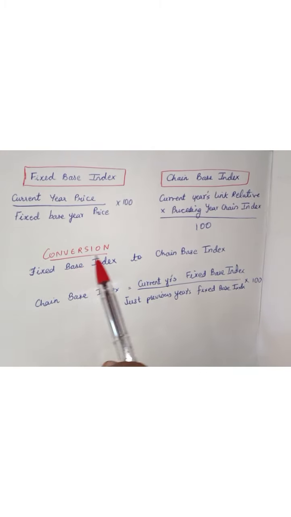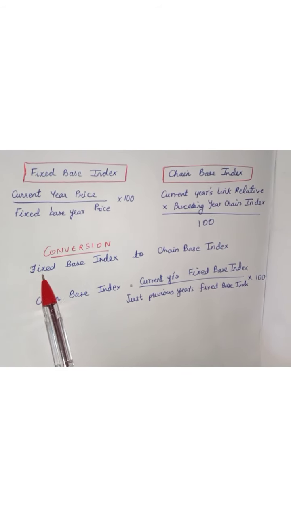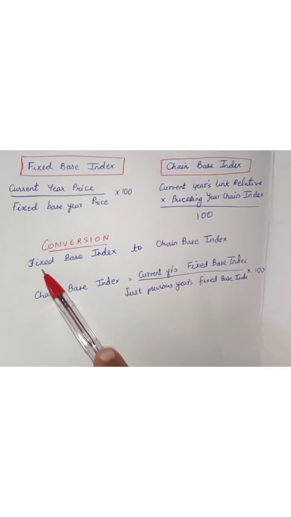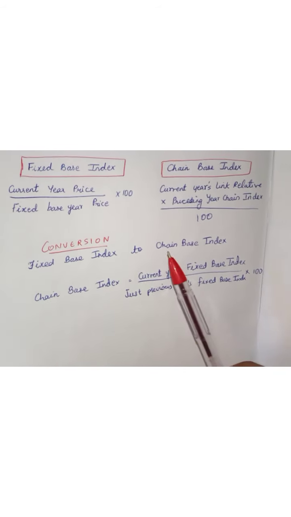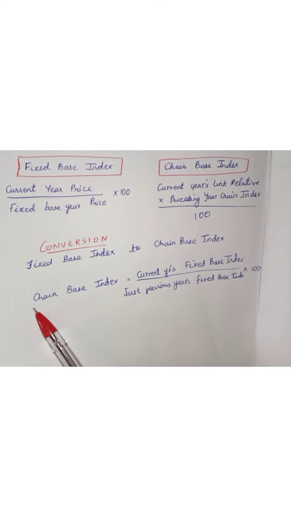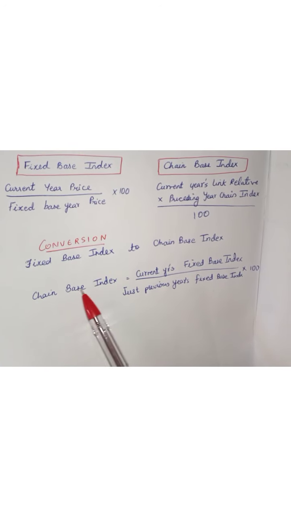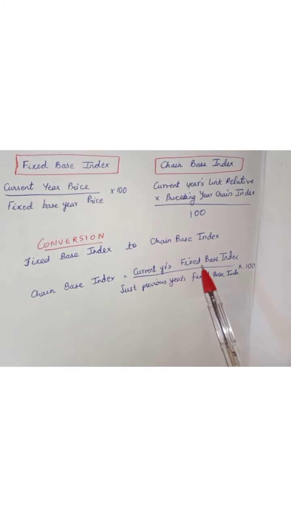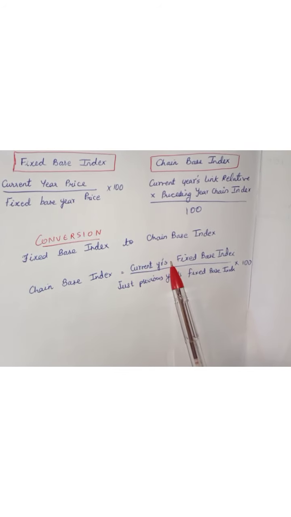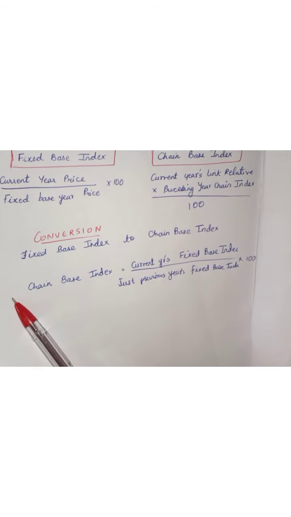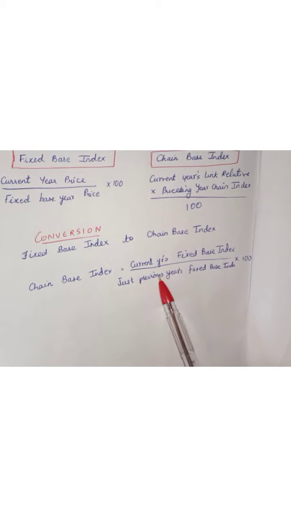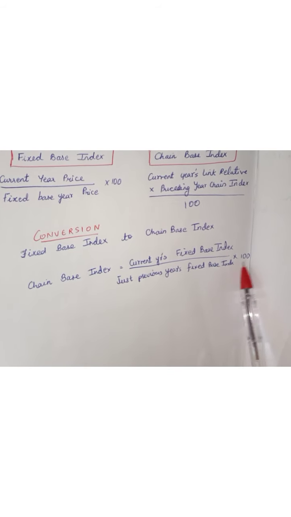So here we are going to do the conversion part, where we convert fixed base index to chain base index. The fixed base index will be given to us, and we have to find it in terms of chain base. So the formula is: chain base index is equal to current year's fixed base index, which will already be given to us. So when you are finding 2010, that same year's fixed index is used here, divided by just the previous year's fixed base index, into 100.